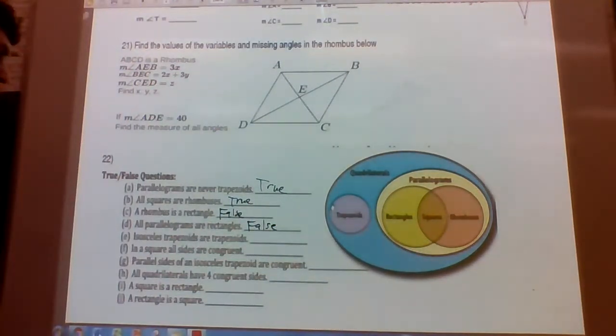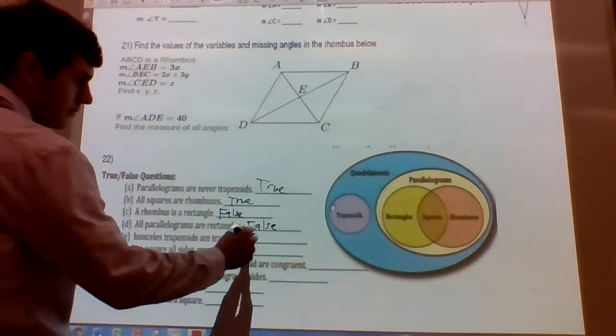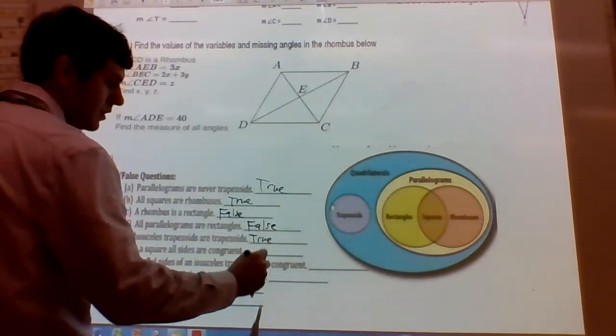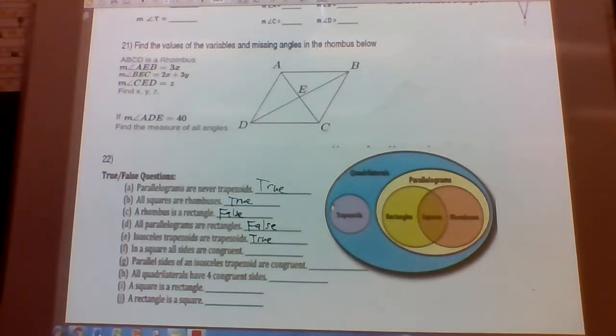Isosceles trapezoids are trapezoids. Yeah, of course. A trapezoid is defined as having exactly one pair of parallel sides. An isosceles trapezoid is a trapezoid that has legs that are congruent. So it is going to be a trapezoid.